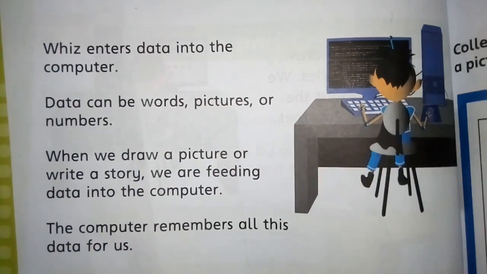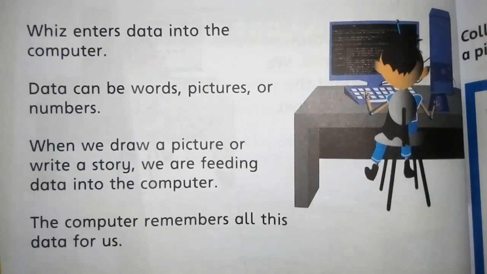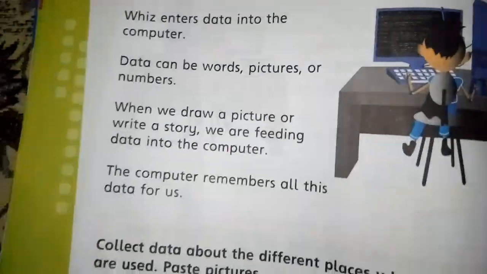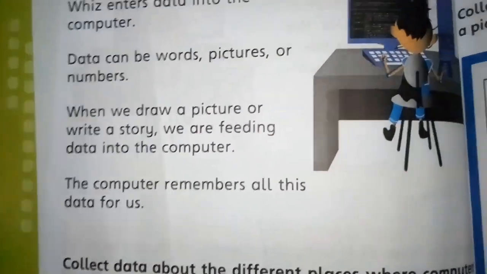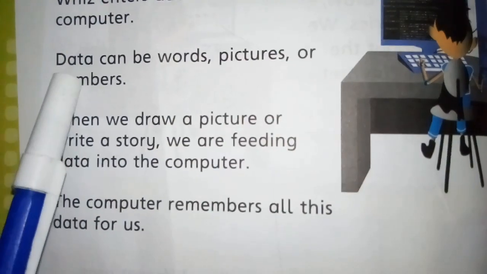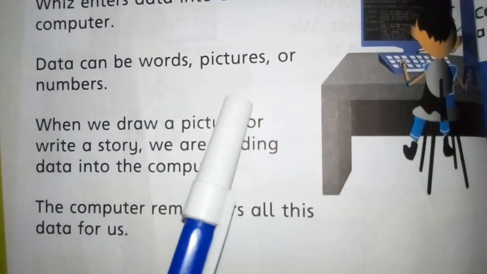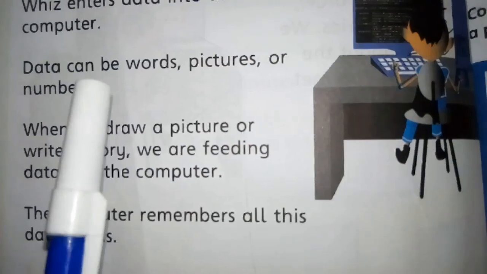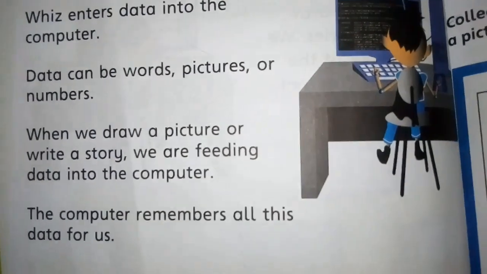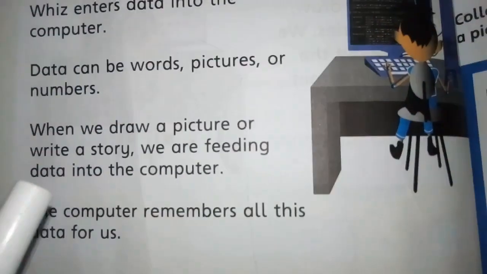Here is page number 4. Whiz enters data into the computer. How do we enter data? Data can be words, pictures or numbers. Data can be entered by different procedures, different types. You can enter your data through a keyboard, whether it is words, pictures or numbers.